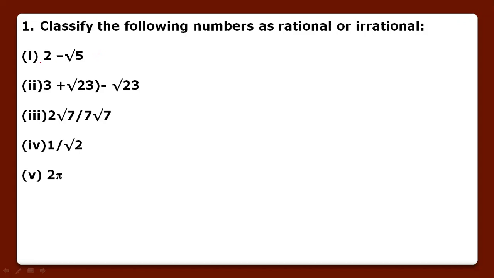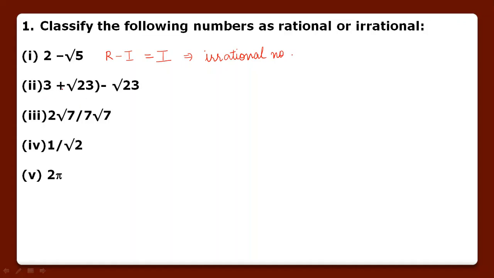So let's start. First part, 2 minus root 5. 2 is a rational number. I have already told you that when there is a prime number in the root, it is irrational. We have studied that when we find the difference between a rational and an irrational number, our answer is always an irrational number. Implies it is an irrational number.